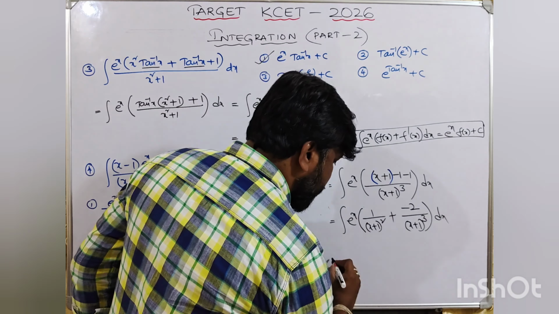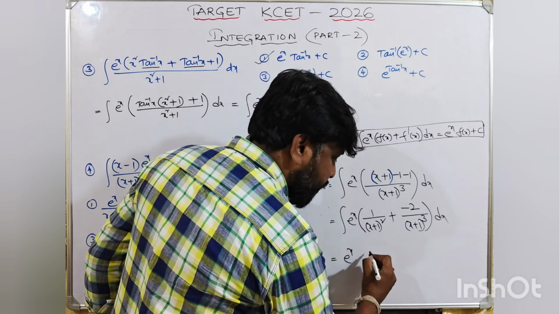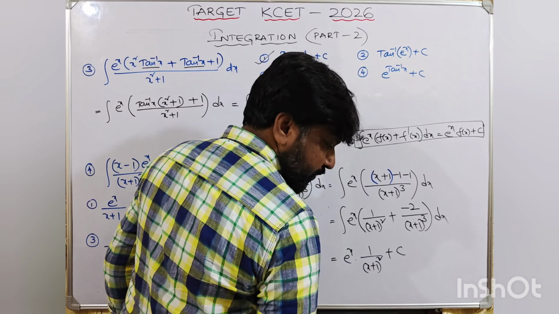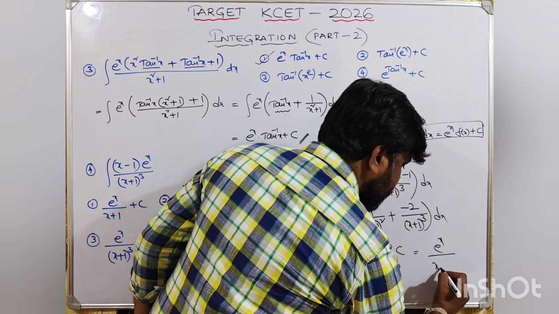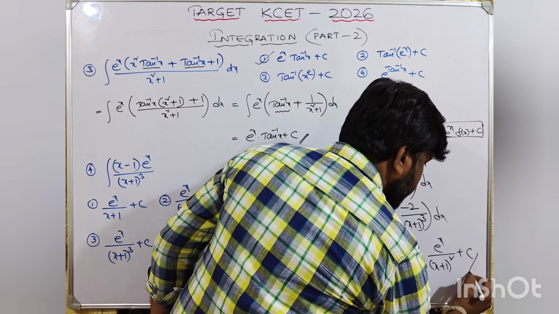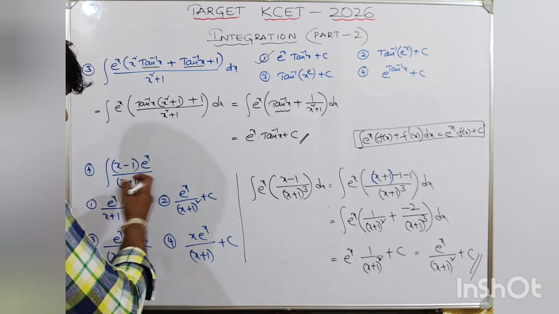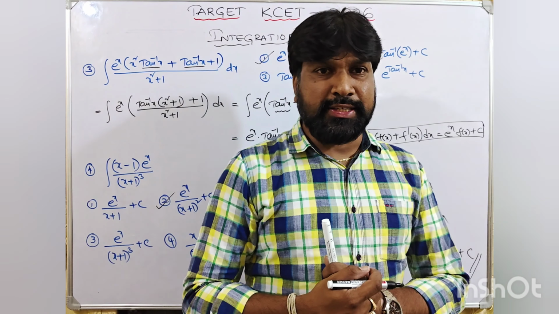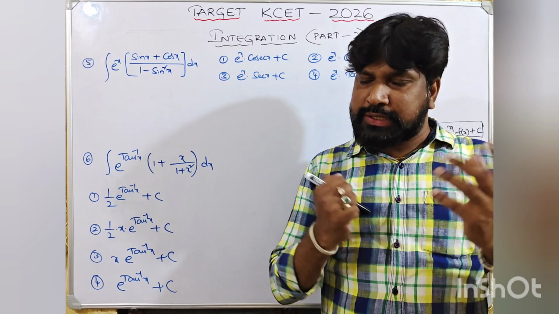That's what, according to this formula, you are able to write e^x into f(x), 1 by (x + 1)^2, plus c. So this is equal to e^x by (x + 1)^2 plus c. That will be the correct answer. So among 4 options, e^x by (x + 1)^2 plus c, option 2 is the correct answer. Look at a few more questions in the same order, friends.